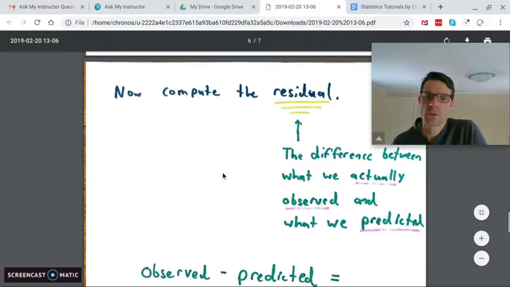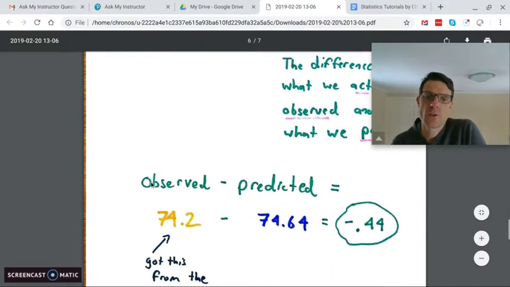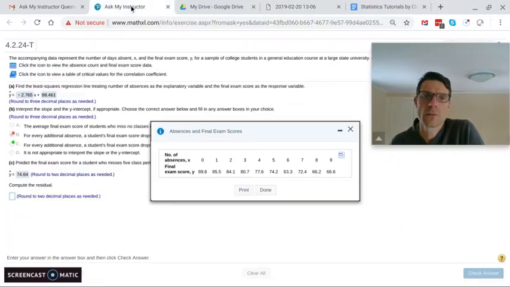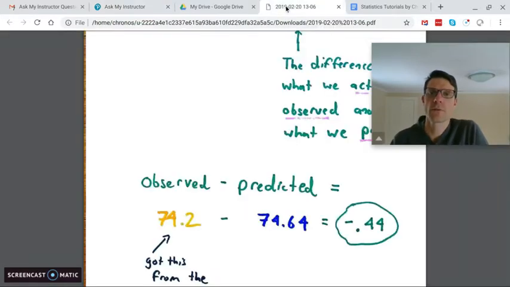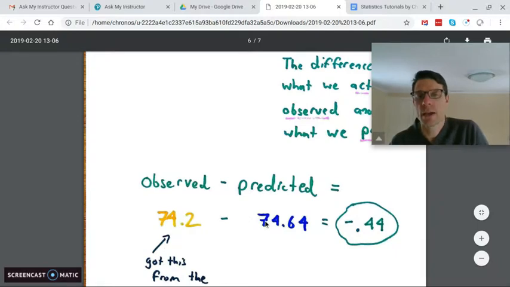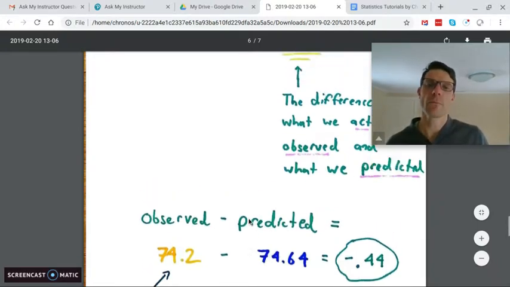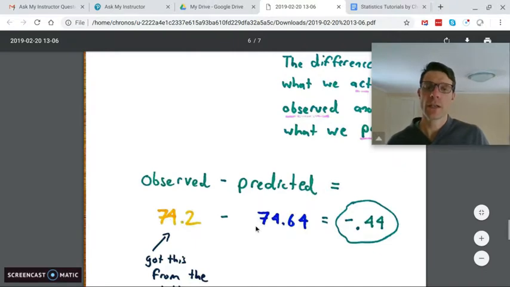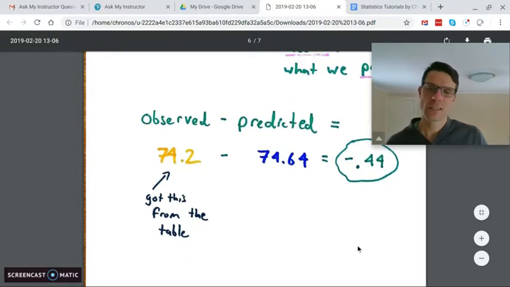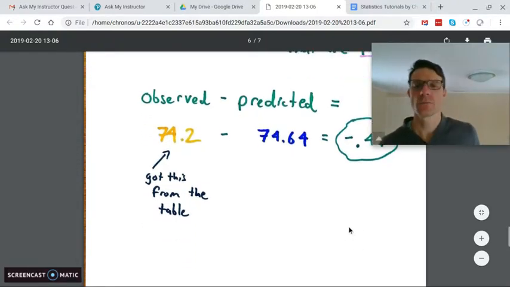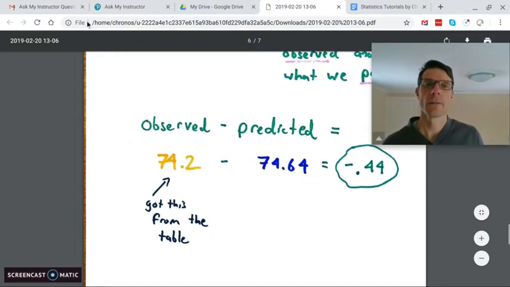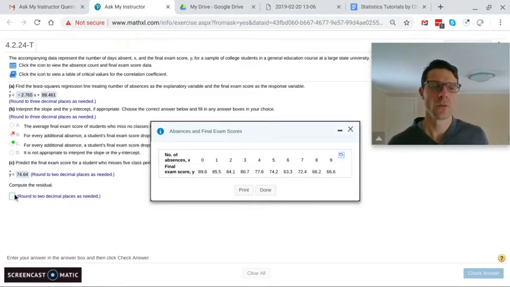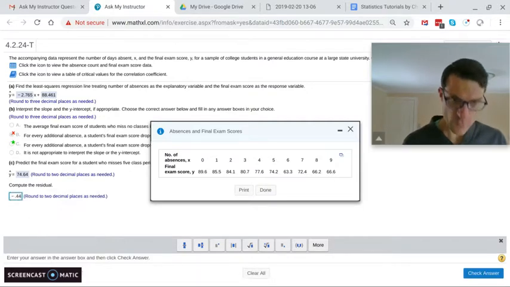So that's the residual. We take the observed value, 74.2, which is what we observe. If we have 5 absences for this data point, we observe 74.2. And the predicted value is what we got by plugging in 5 to our regression equation, and then just subtracting them. So we get negative 0.44, which is about a half a grade off. And since it's negative, let me put this in first. So negative 0.44.